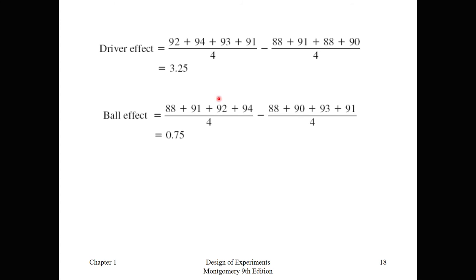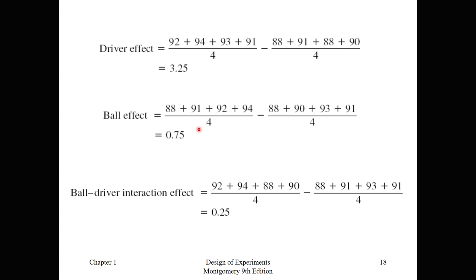Same thing here. I've got the second ball, all of the scores that I got with the second ball, no matter which driver they used, divided by 4, minus all of the scores that I got with the first ball, no matter which driver they used, divided by 4, and I get an average difference between the balls of 0.75, which is a fair amount less than the effect of the driver. So the ball effect seems smaller than the driver effect, and we could use statistics to determine if that's true overall, or if it was just these golf games that it's true for.